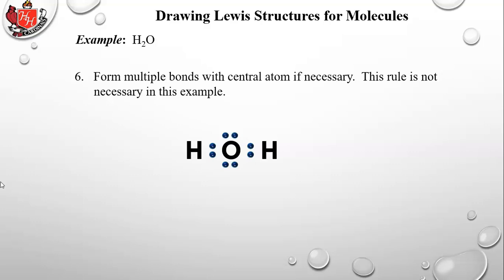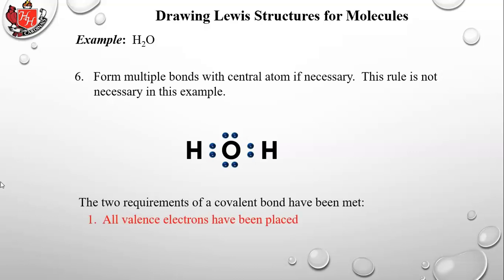Okay, so everybody has a full octet. The hydrogens each have 2 electrons, which is a full octet for them. The oxygen has a full octet, 8 electrons. And we've used all 8 of the electrons that we determined at the beginning of this example we had to have for valence electrons. So the 2 requirements of a covalent bond have been met. 1, all valence electrons have been placed, all 8 of them. And 2, all atoms have full octets.